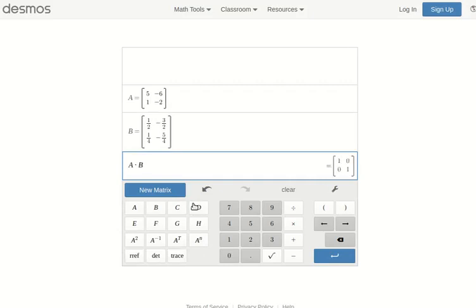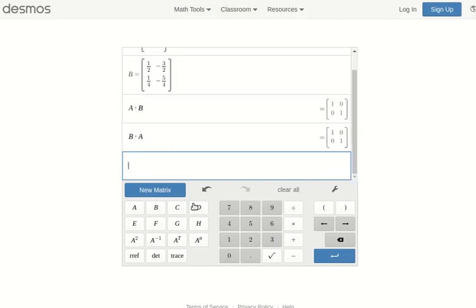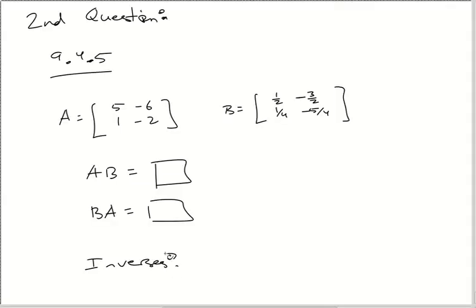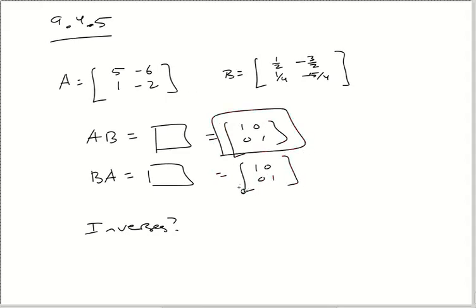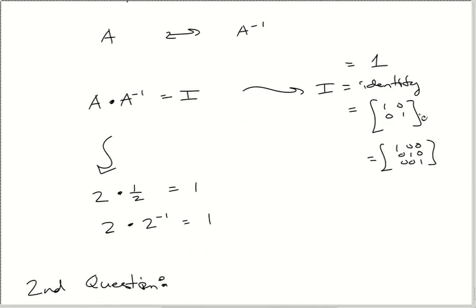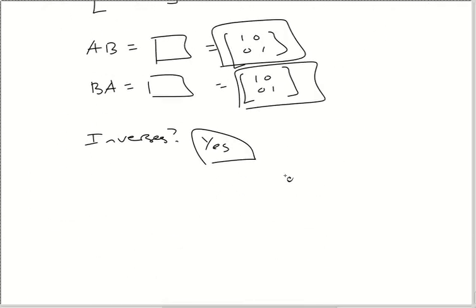A times B. Notice I got the identity matrix, 1 0 0 1. What about B times A? Hey, look, I got the identity matrix. They cancel one another. If they want to know what this is, you're going to create a matrix like you did in 9.3 and put these in as your answers. Then they're going to ask, are these inverses? You're going to say yes, because we just talked about that. If you multiply them and you get the identity, yes, they are inverses of one another.